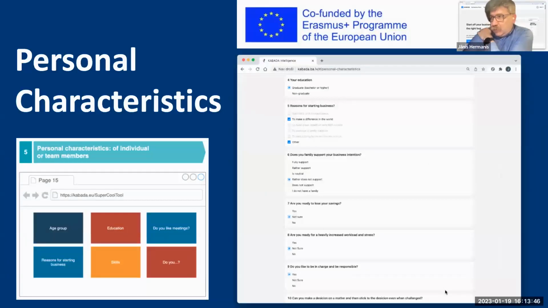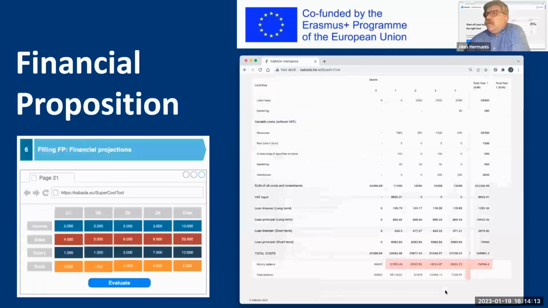The next part is a self-evaluation about personal characteristics. Are you actually able to establish your own business? Are you ready for your business? Again, this is some kind of thinking. It's a serious question, so you need to answer. It's okay, there are no right and wrong answers, but self-evaluation is always good.